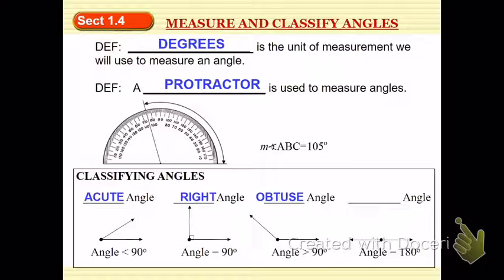All right? A straight angle is 180 degrees. All right. Any questions there? Okay?